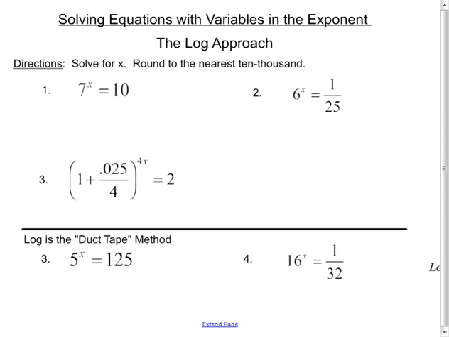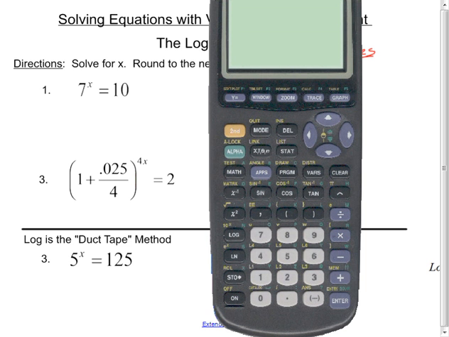So let's take a look at these examples here, where it says solving equations with variables in the exponent, the log approach. Directions, solve for x, round to the nearest 10,000th, which is 4 places. Now, if you notice, that wasn't necessary in previous examples because we got either very nice answers in the feel-it method or at least decimal answers in the one-to-one method where they were able to be rationalized. Okay, we might get some really funky numbers here. And if you look at problem 1, you'll have a sense of why that is.